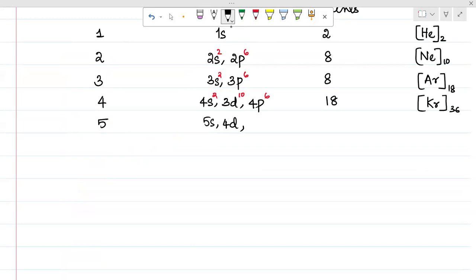So how many electrons? Again, 2 plus 10, 12 plus 6, 18. So now you have 36 plus 18, which is 54, would be the noble gas corresponding to the end of the fifth period, and that corresponds to xenon. Next is sixth period.